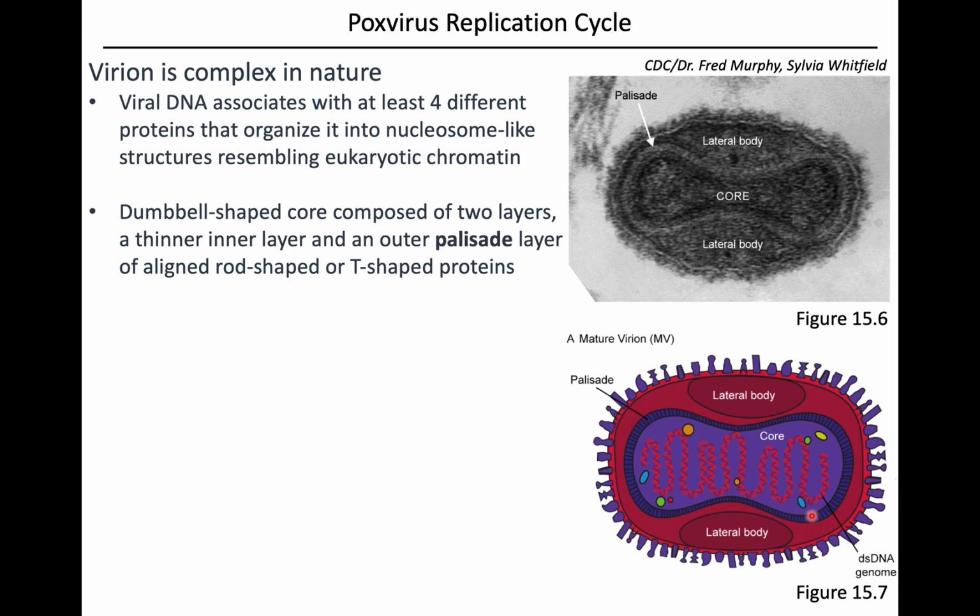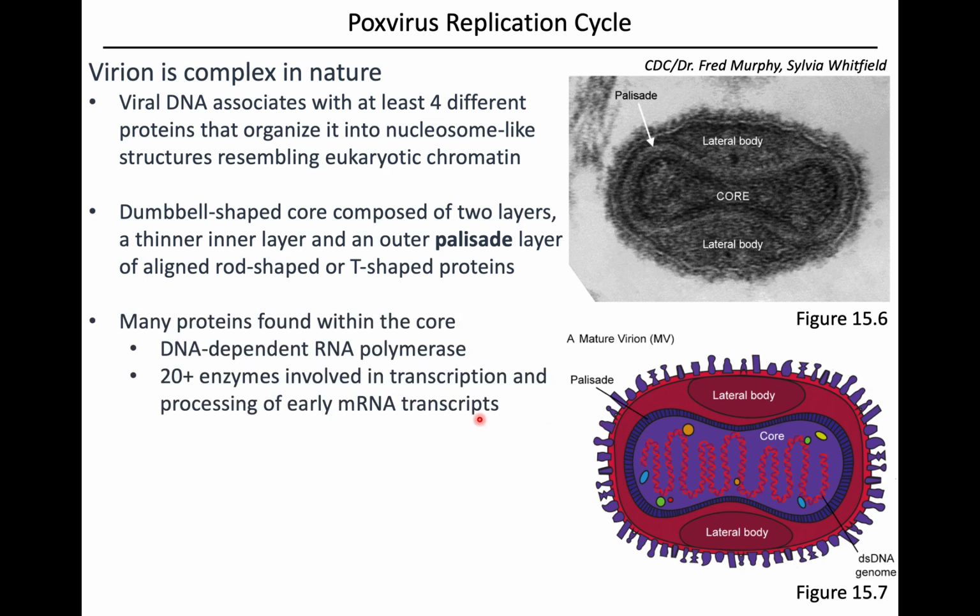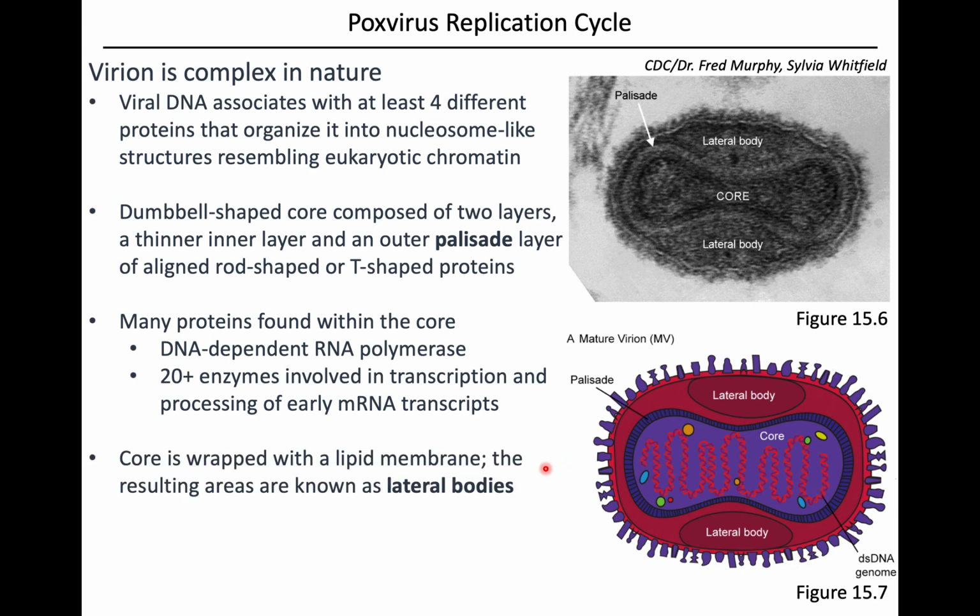But you have these reverse-facing T-shaped proteins that make this protective layer around the nucleic acid. The outer layer, they're calling the palisade layer here. And you've got a bunch of proteins inside the core that aren't being shown here, but you've got an RNA polymerase. You've got a bunch of different enzymes that are important for transcription and messenger RNA processing. So there's a lot going on inside that core that you can't really see in this cartoon. It would make it too busy.